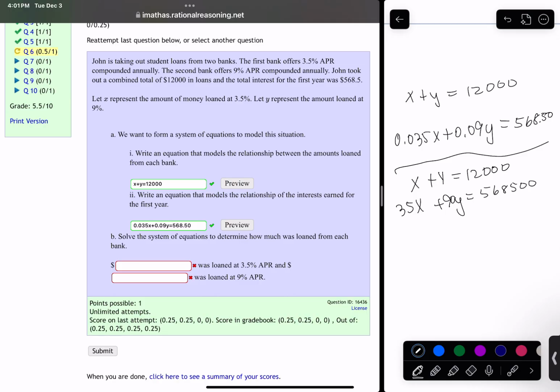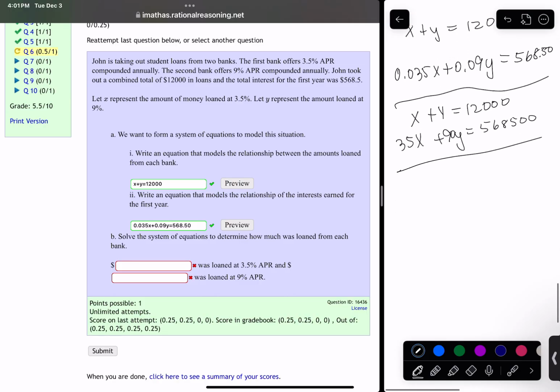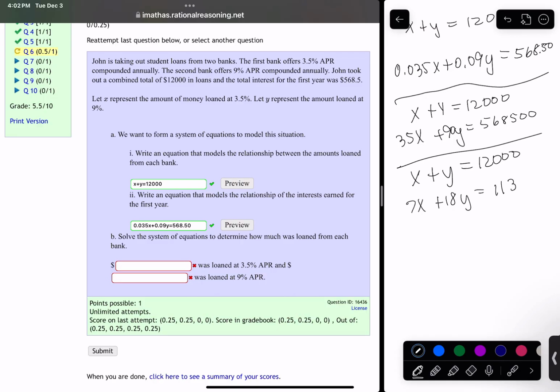Now, all of those are divisible by 5. So my top equation is still okay. If we divide these by 5, I'm just trying to get the simplest equation I possibly can. 90 divided by 5 is 18. And then 568,500 divided by 5 is 113,700. Okay, so now we have 2 much nicer equations.